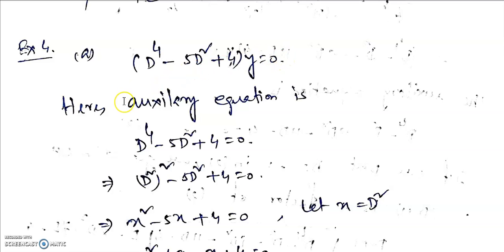For that the auxiliary equation is D^4 - 5D^2 + 4 = 0. Now you see that there is no cubic term, right? So the powers are 4, 2, then 0. We can make D^4 into (D^2)^2, right? So if you let x = D^2, then you need to consider this as a polynomial equation. So we can write x^2 - 5x + 4 = 0, right?